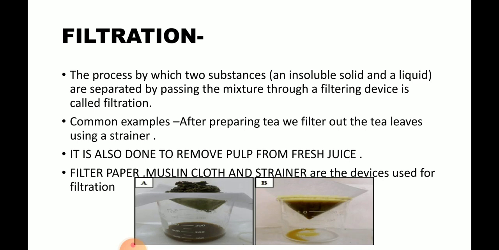It is also done to remove pulp from fresh juice. If we prepare a juice, sometimes the children do not like the fibers, or sometimes the seeds also come along with the orange juice and mosambi juice. At that time also we can take a siever or a strainer, and then we can separate that pulp. We remove the pulp from the fresh juice. Filter paper, muslin cloth, which mothers mostly use at home, and the strainer are the devices used for filtration.